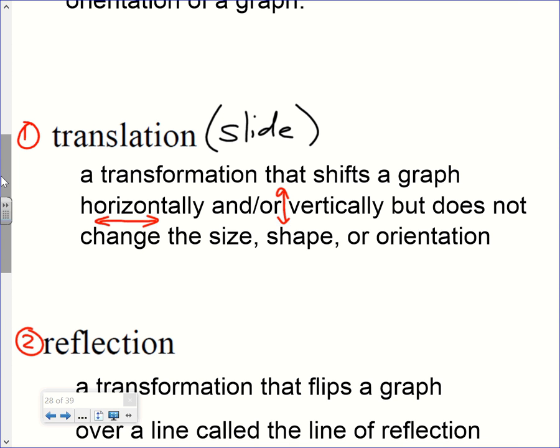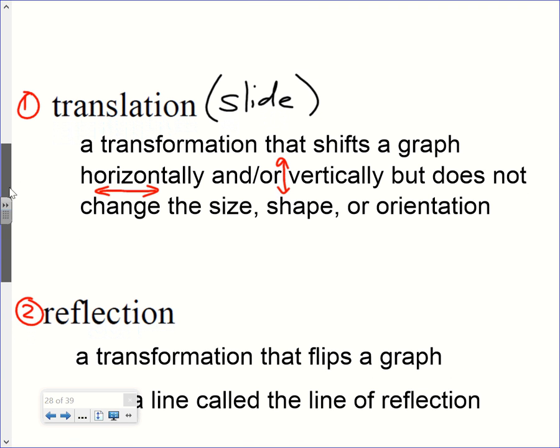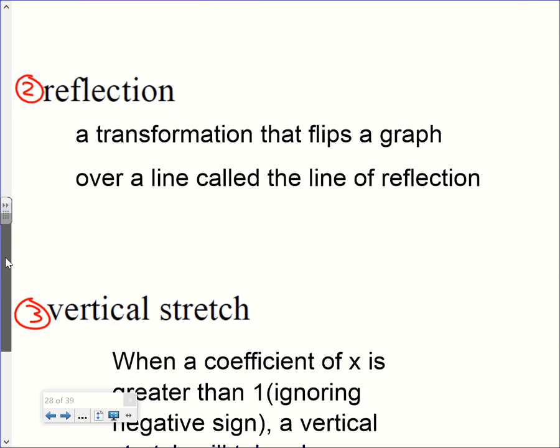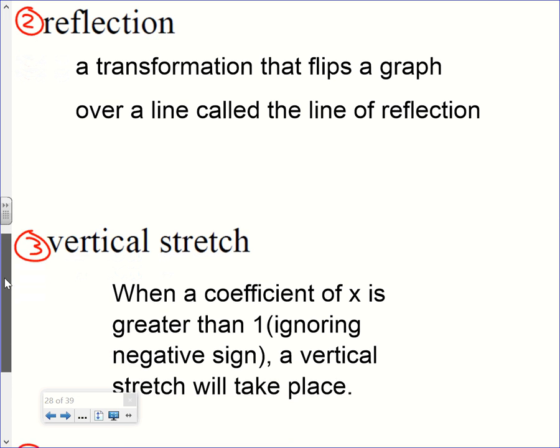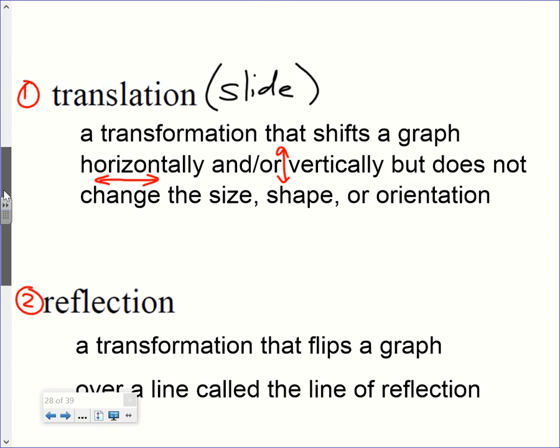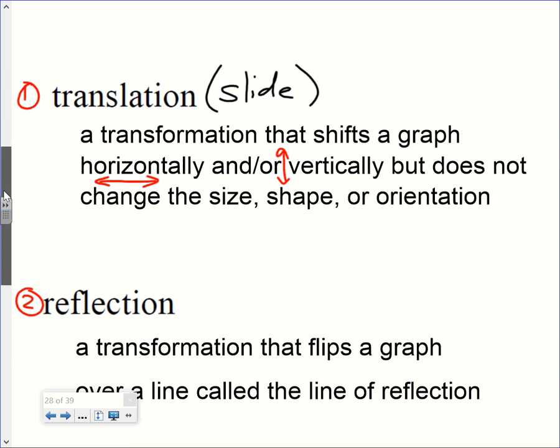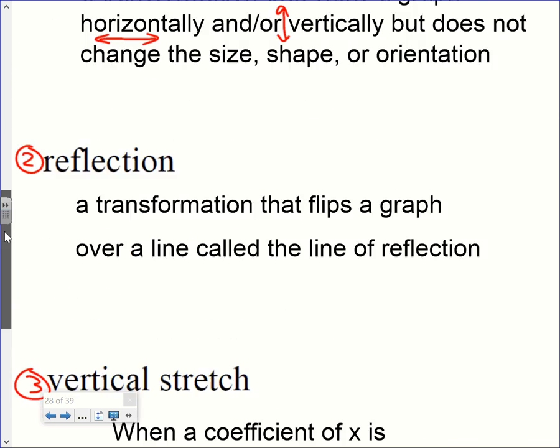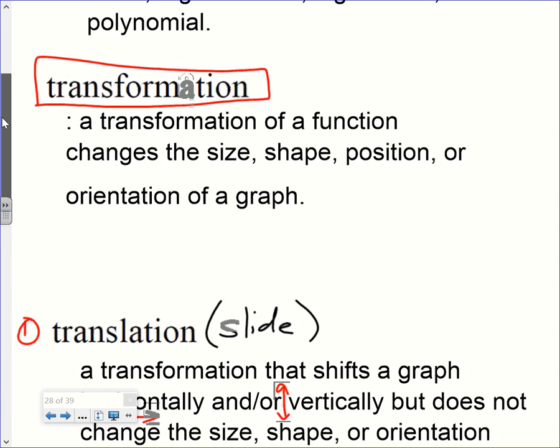Again, if you were absent yesterday, you'll fill all this stuff in later with the video I already posted. Number 2 is a reflection. Number 3 is vertical stretch. Translation is the first kind of transformation. So these 4 are different kinds of transformations. Okay?